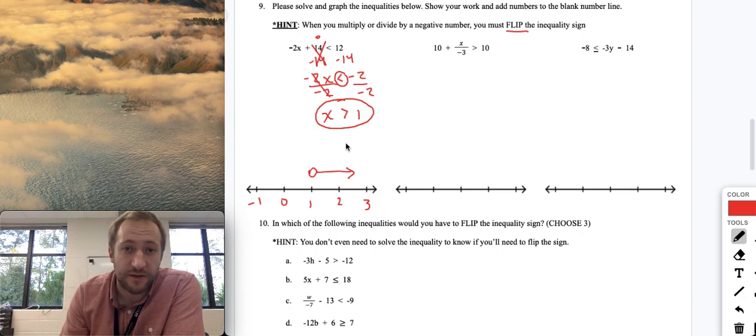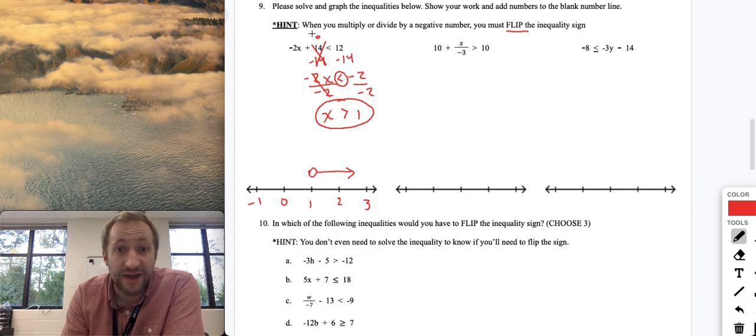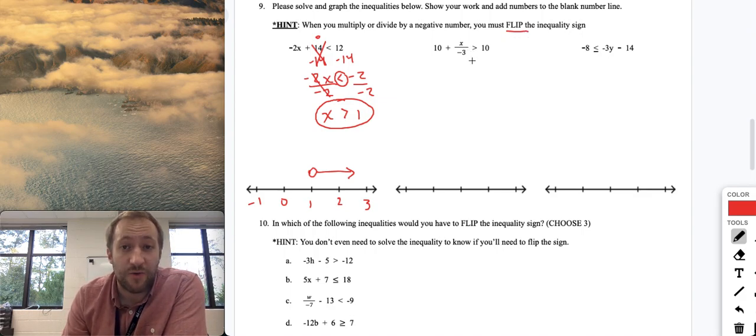So, look at the next one. We just finished over here. We just talked about this big hint right here. When you multiply or divide by a negative number, you must flip the inequality sign. So, we have to keep that in mind. All right, whenever the number that's attached to the variable is negative, we have to flip the inequality sign.